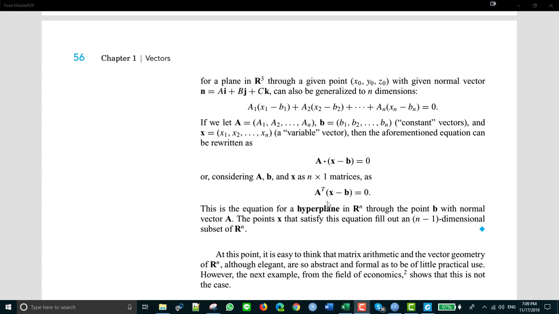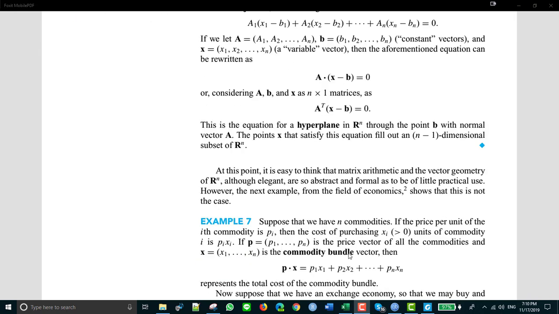So going back to R3, we said that if we have R3, then this equation will be a plane. How many dimensions would we say a plane is? We typically say a plane is two-dimensional, so it's a subset of 3 dimensions. So if we're in 3 dimensions, the plane is two-dimensional. So we would expect that in Rn, the plane will be n-1 dimensional.